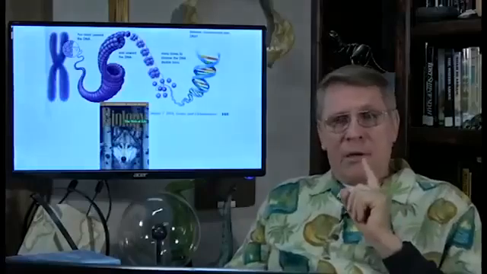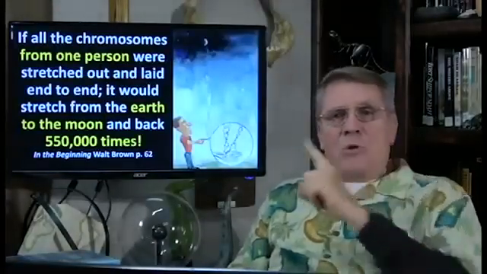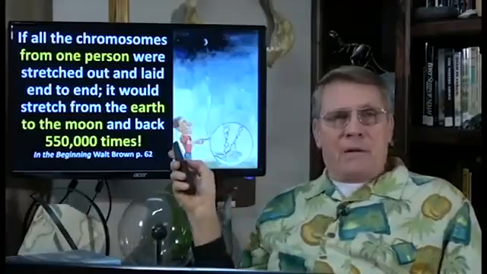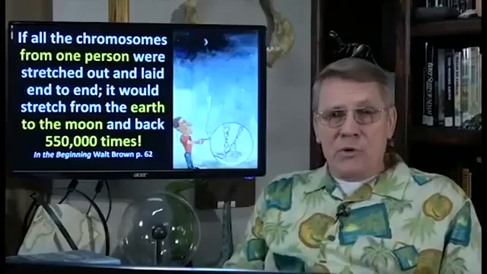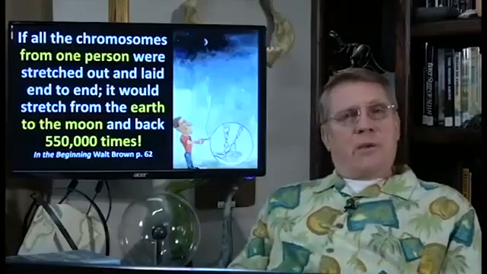If you unwound the DNA code just out of one person and tied them end to end and stretched them out, the chromosomes from one person would go from Earth to the moon and back 550,000 round trips to the moon. That's the instructions to make you.